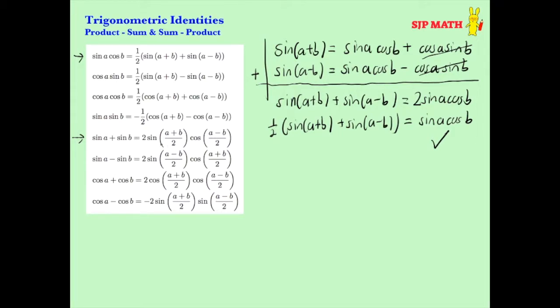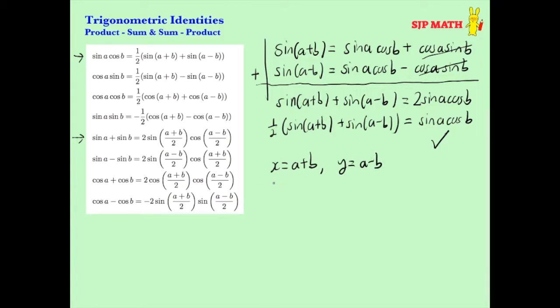Sine a plus sine b equals 2 sine... So for this one, we're not going to start with the compound angle formulas to prove this, but we're going to start with this product to sum formula. So firstly, let's say some variable x is equal to a plus b, and y is equal to a minus b.